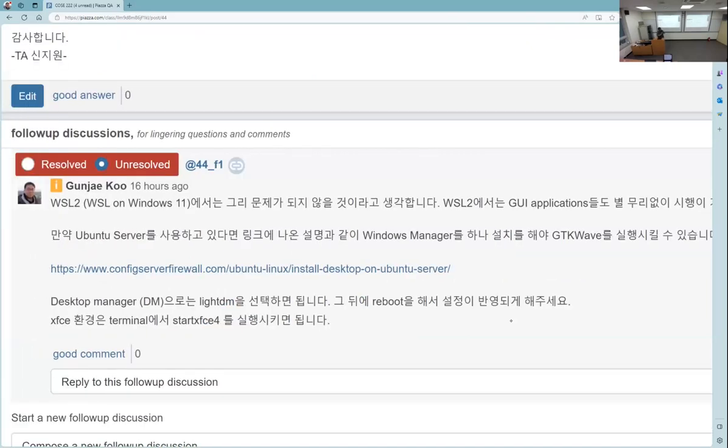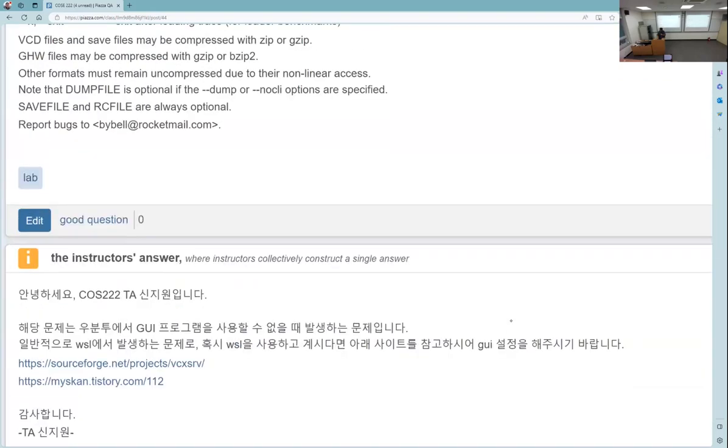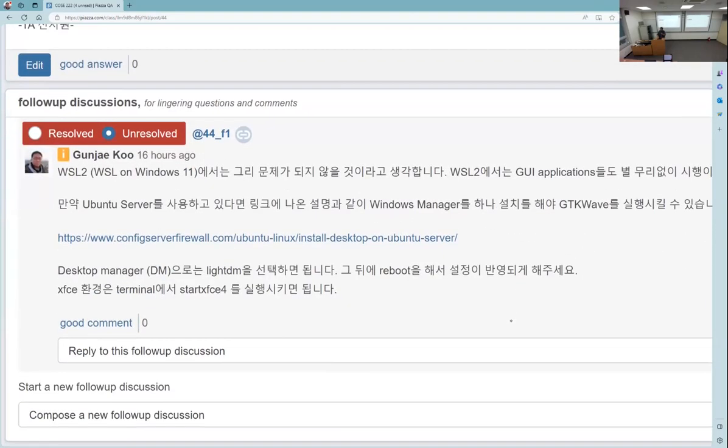So, some students posted a question about the lab assignment. Okay? In this lab assignment, we need to use GTKWave, and GTKWave uses a graphical display engine. You also need a display server in Ubuntu.